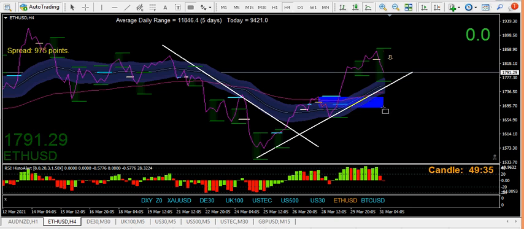I'm always talking about this 1, 2, 3, or you can call it cup and handle. Some people do, and you can clearly see the cup and handle formation there. There's the cup, there's the handle, there's the breakout of it.